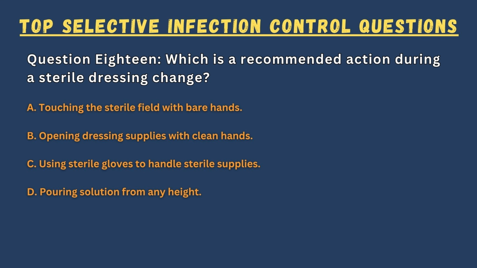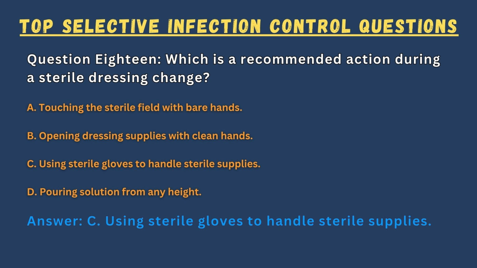Question 18. Which is a recommended action during a sterile dressing change? A. Touching the sterile field with bare hands. B. Opening dressing supplies with clean hands. C. Using sterile gloves to handle sterile supplies. D. Pouring solution from any height. Answer: C. Using sterile gloves to handle sterile supplies.